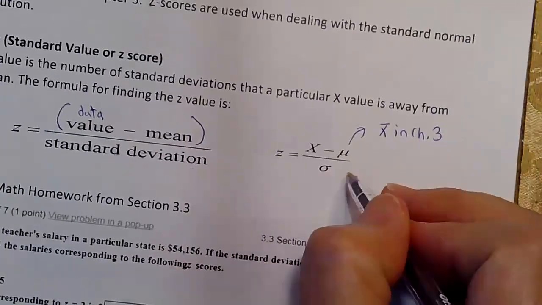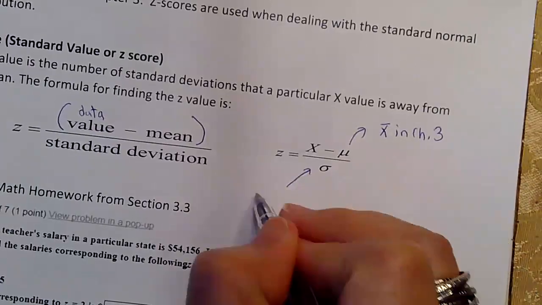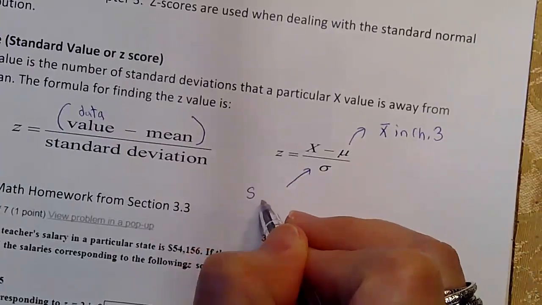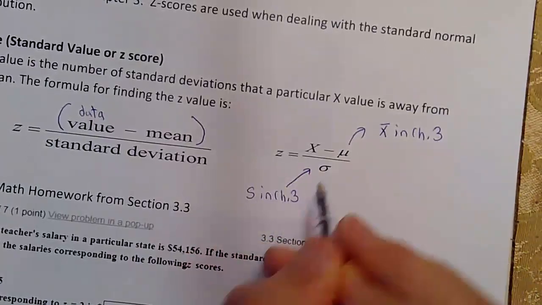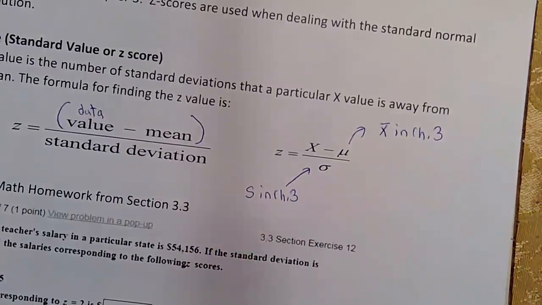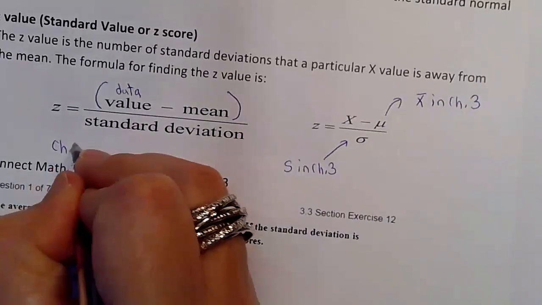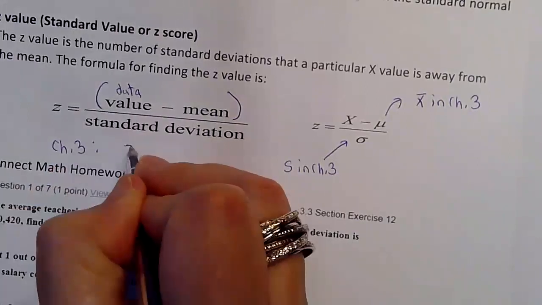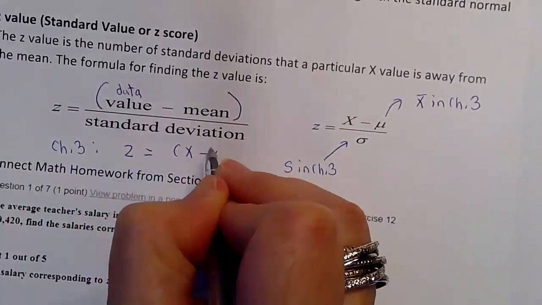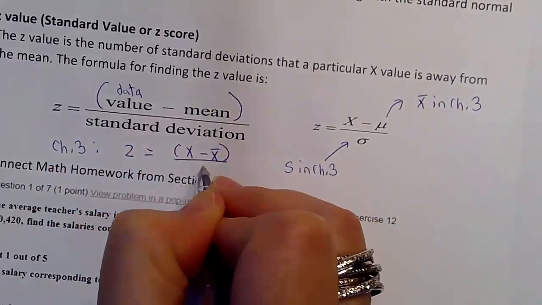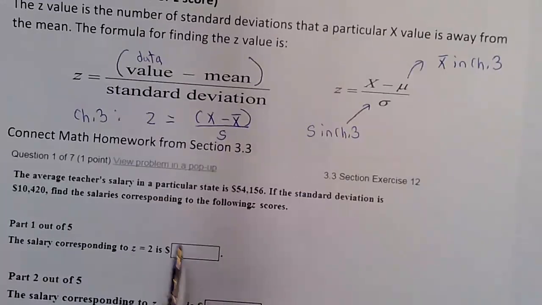And remember, they were using S in chapter 3 for standard deviation. Now they're using sigma. Okay, and also in chapter 3, we use Z is equal to X minus X bar divided by S. Okay, and they have a problem here from that.